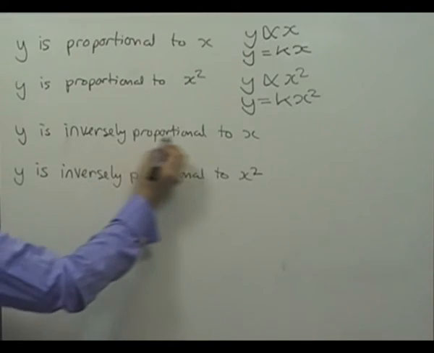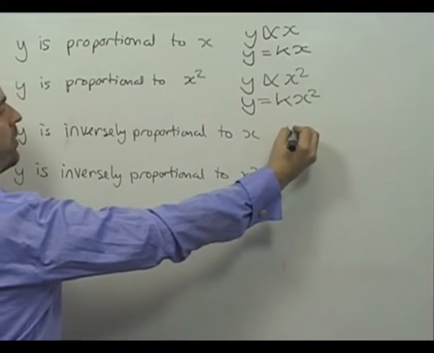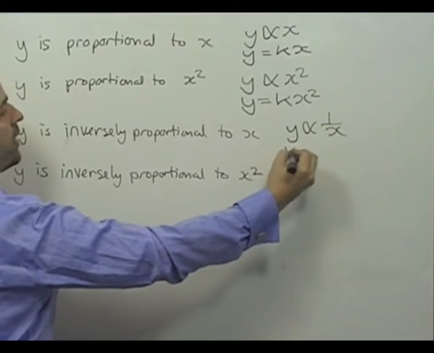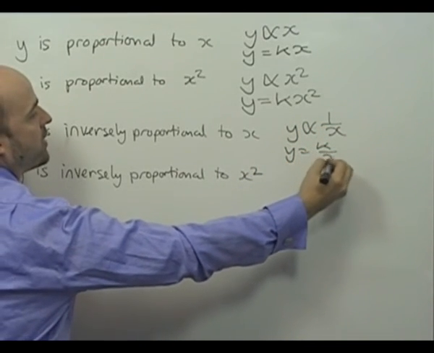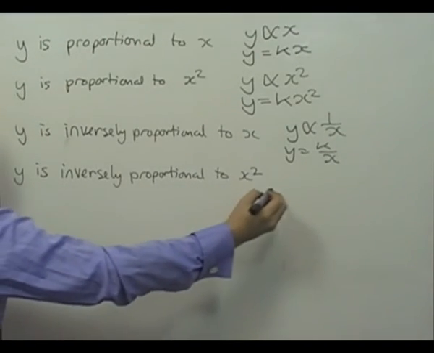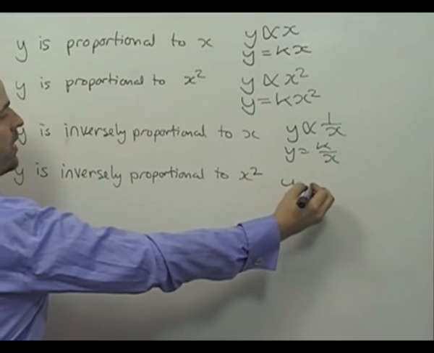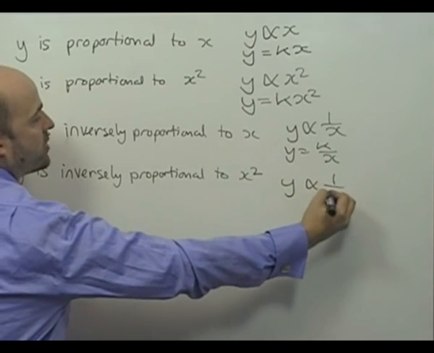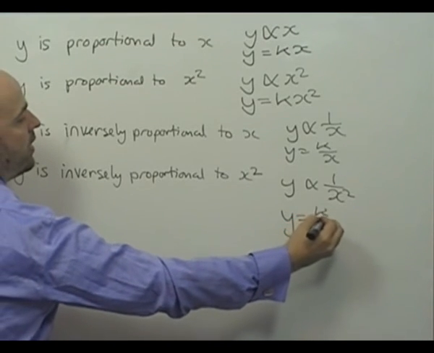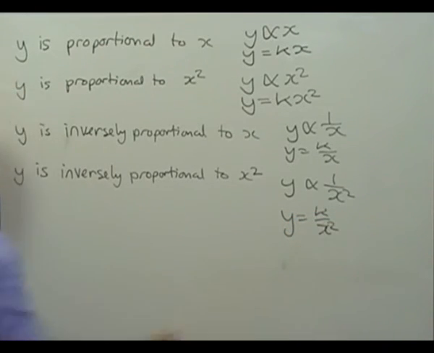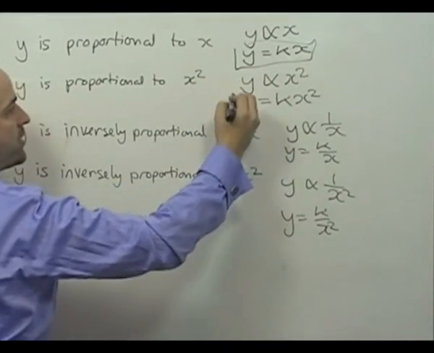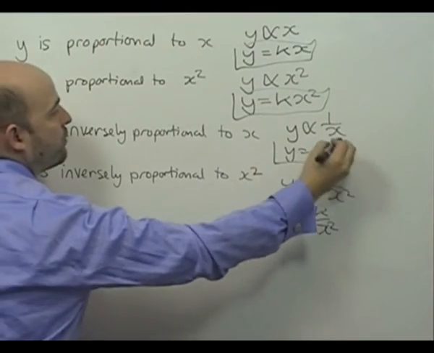If you get y is inversely proportional to x, you're going to write y is proportional to 1 over x, or y equals k divided by x. And lastly, if you get y is inversely proportional to x squared, you're going to write y is proportional to 1 over x squared, or replace it, y equals k over x squared. So for the relationships, what you need to remember are these format of formulas.